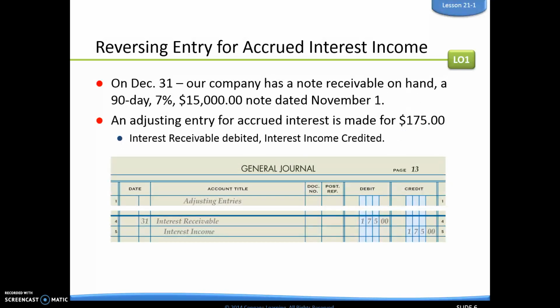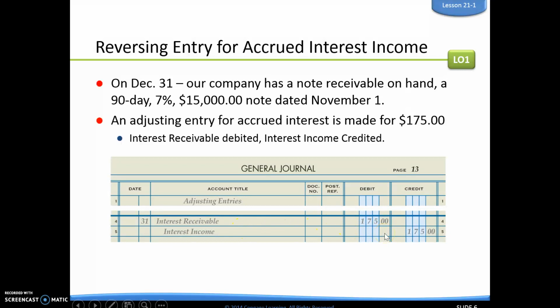So our company on December 31st had a note receivable on hand of a 90-day, 7%, $15,000 note that was dated November 1st. So we signed it into effect on November 1st. December 31st is the end of our fiscal period, and we made an adjusting entry for that accrued interest of $175. You did that back in chapter 18, so that should look relatively familiar. Your adjusting entry, remember, is where interest receivable is debited and interest income is credited.